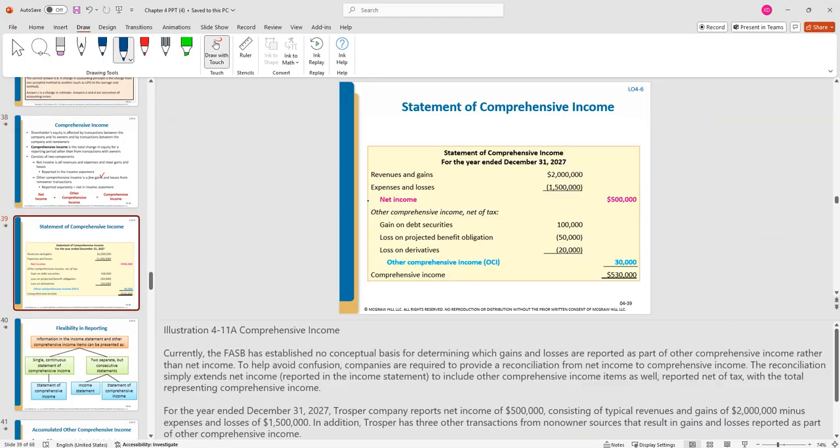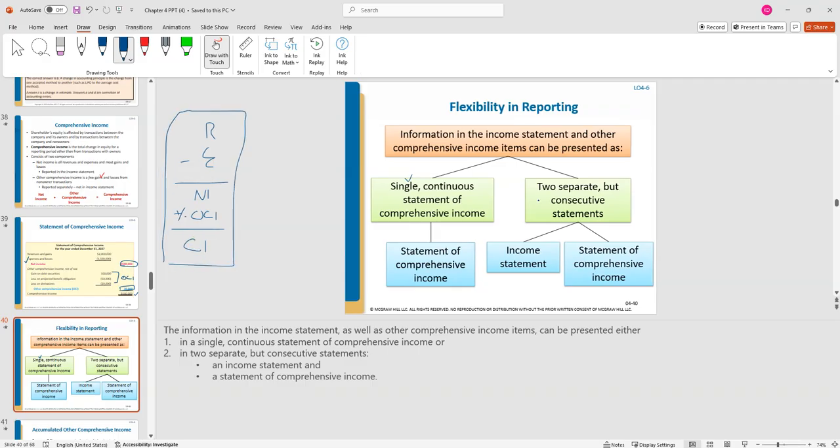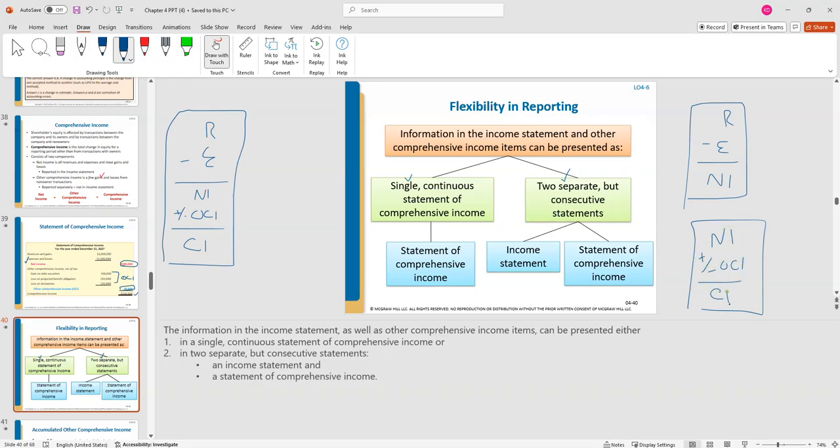So you can see here an example of a statement of comprehensive income. You get your net income, you list your other comprehensive income items, your adjustments. Overall, your net income plus or minus your OCI gets you your comprehensive income. You could do this as a single statement: your revenues minus your expenses gets you your net income, plus or minus your OCI gets you your comprehensive income, in one entire statement. Or you could do two separate statements. Your income statement, your revenues minus your expenses, gets you your net income, statement one. And then statement two, you would start with that net income plus or minus the OCI, to get your comprehensive income.